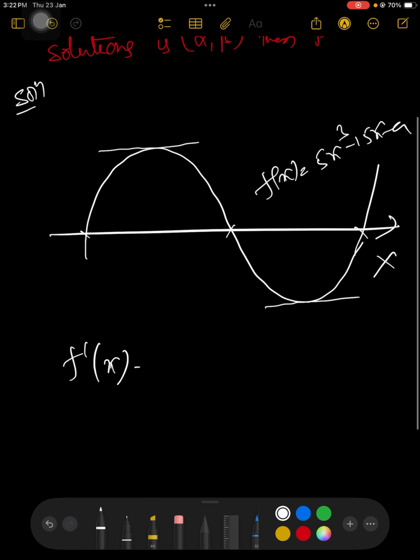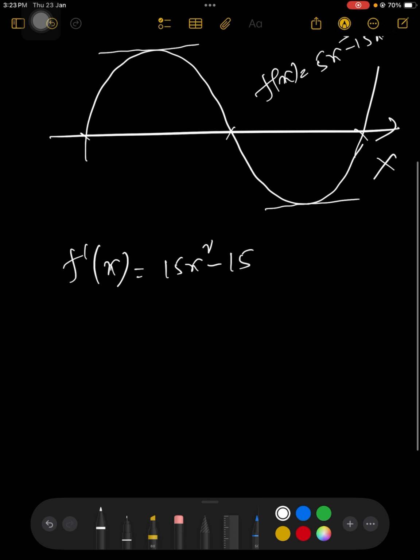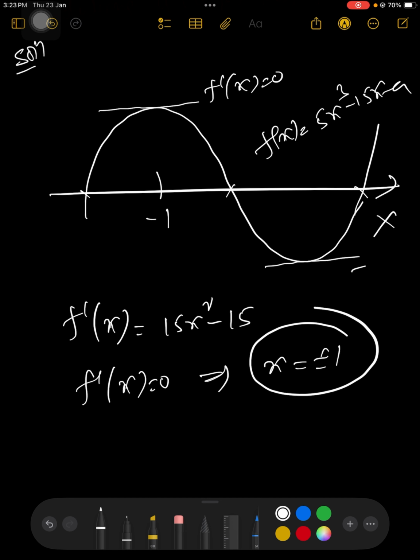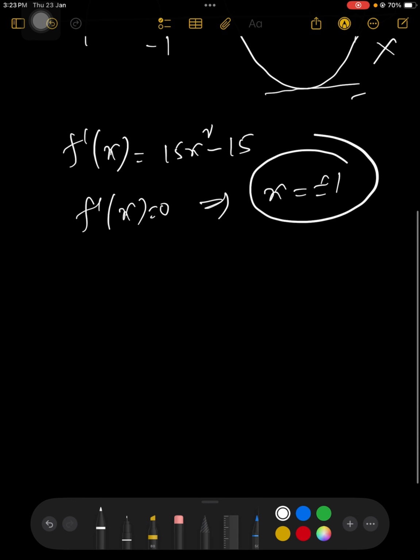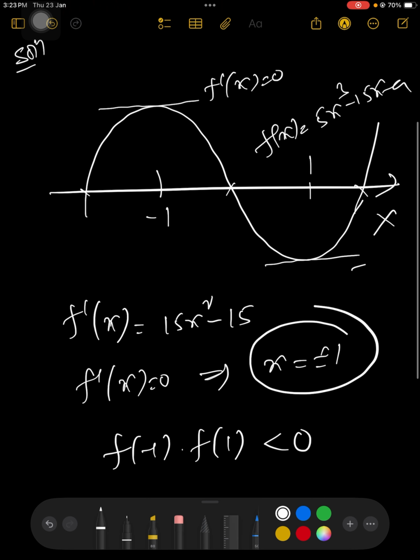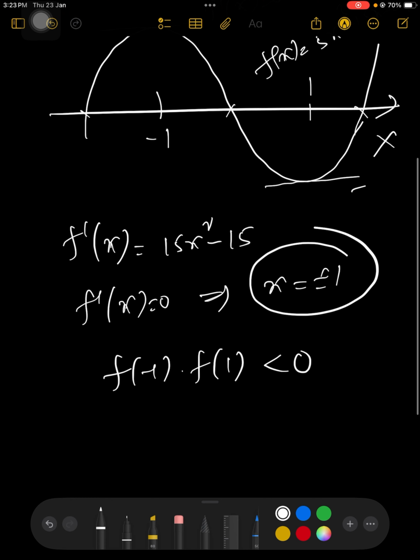then f dash of x equals 15x square minus 15. Where you draw the tangent, f dash of x equals 0, and f dash of x equal to 0 gives x equal to plus or minus 1. Now if you observe clearly, f of minus 1 into f of 1 is less than 0. f of minus 1 is above the x-axis and f of 1 is below the x-axis, one positive and one negative.